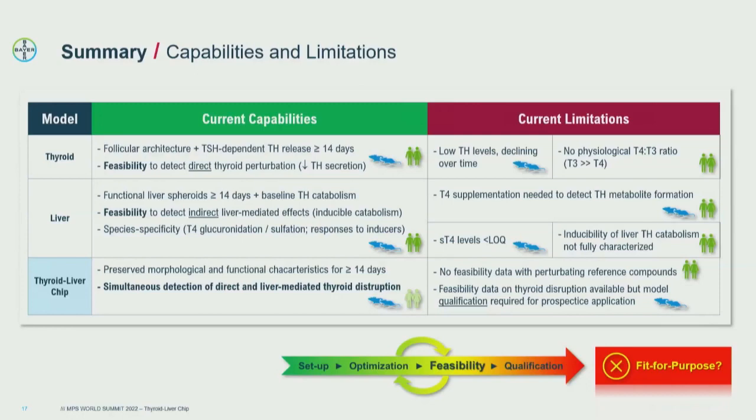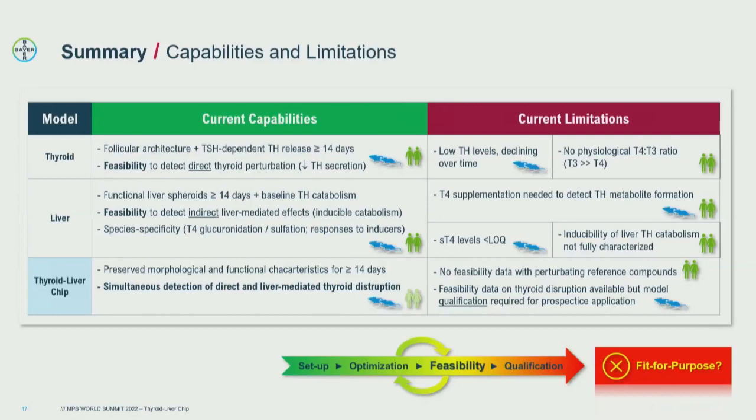And with both species, we at least have initial feasibility data that we are also able to see these indirect mediated effects, the induction of thyroid hormone catabolism, although the data package for the rat is of course more abundant compared to the human. And we could also see some species-specific features on the liver models, for example the main route of catabolism, as well as species-specific responses to inducers.